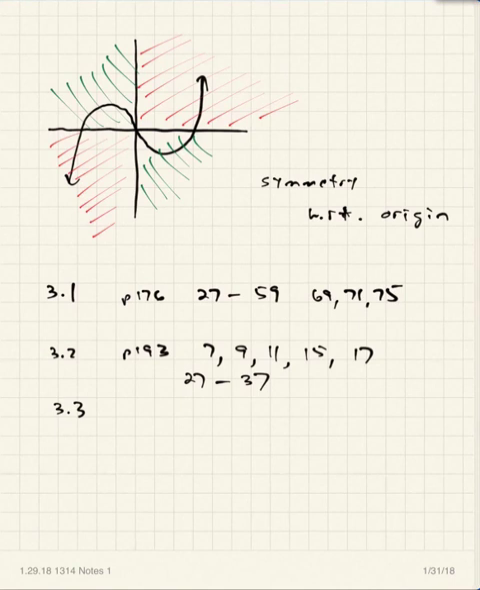And then finally in section 3.3, which we have started now, this is on page 206, problems 5, 7, and 9. And so I guess at this point that's it for that section.